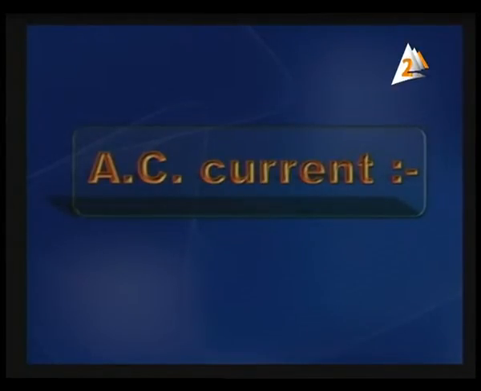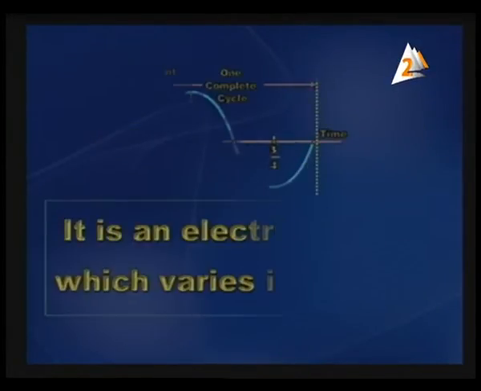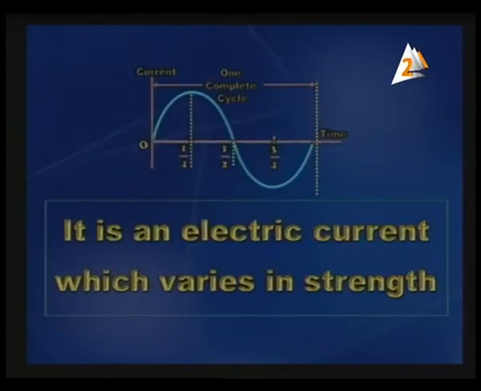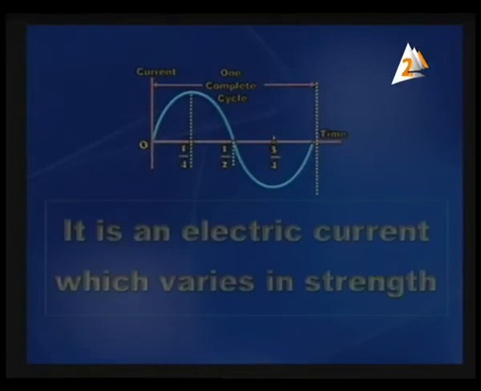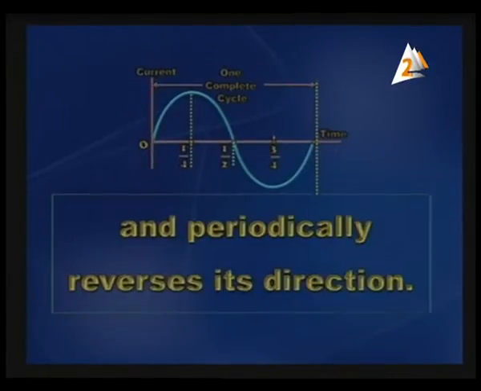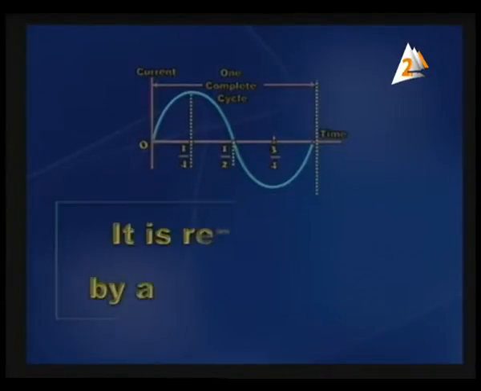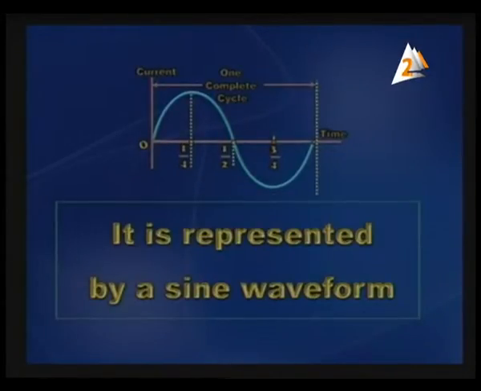Okay, in front of you we've got a definition for the AC current. It is an electric current which varies in strength. And what about its direction? It periodically reverses its direction. It is shown in front of you by the diagram. Also, it could be represented by a sine wave. We usually say it changes sinusoidally.